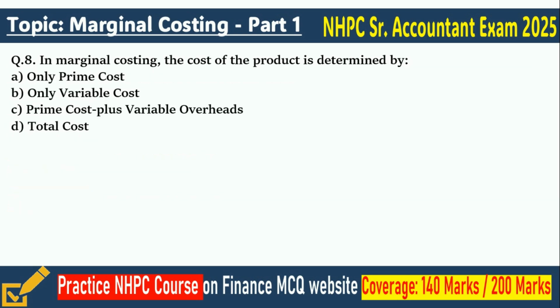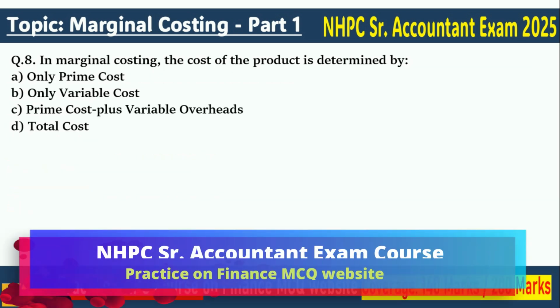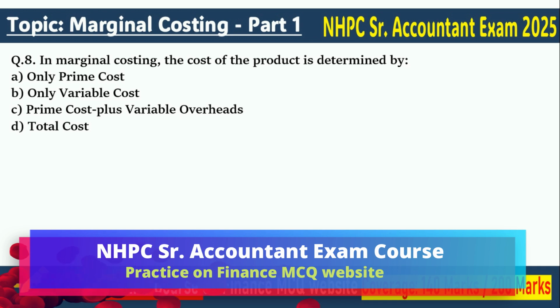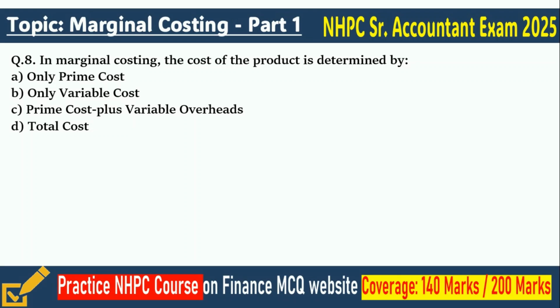Moving on. Friends, next question. In marginal costing, the cost of the product is determined by option A, only prime cost. Option B, only variable cost. Option C, prime cost plus variable overheads. And last option D, that says total cost. So what is the correct answer?